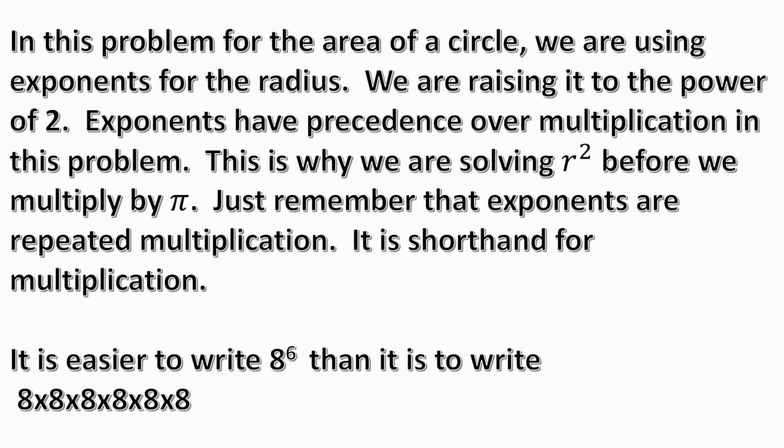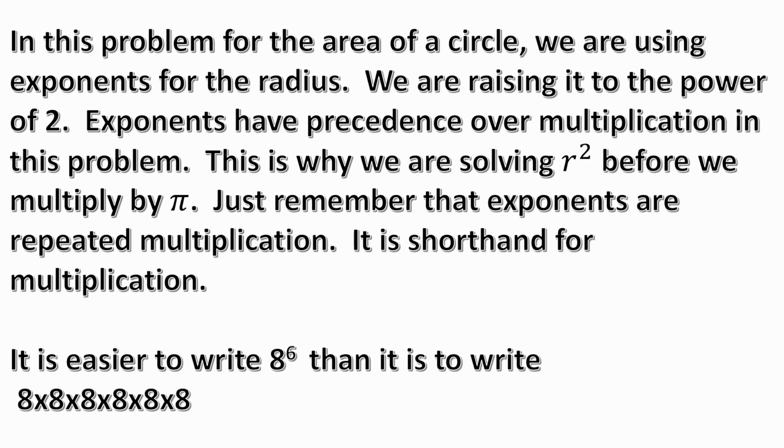So in this problem for the area of a circle, again, we're using exponents for the radius. We're raising r to the power of 2. Exponents have precedence, again, over multiplication in that problem. That's why we're solving r squared before we multiply by pi. So just remember, exponents are just repeated multiplication. It's a shorthand for multiplication. It's easier to write 8 to the 6th power than it would be to write 8 times 8 times 8 times 8 times 8 times 8. They're both the same thing, but one's easier to write than the other.